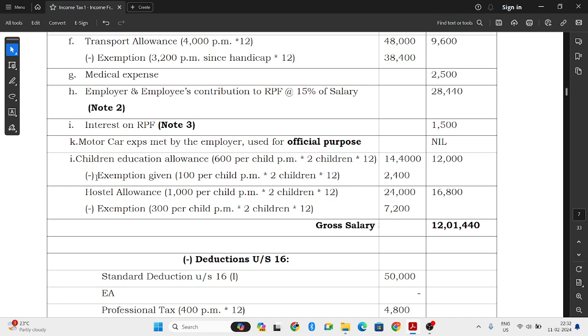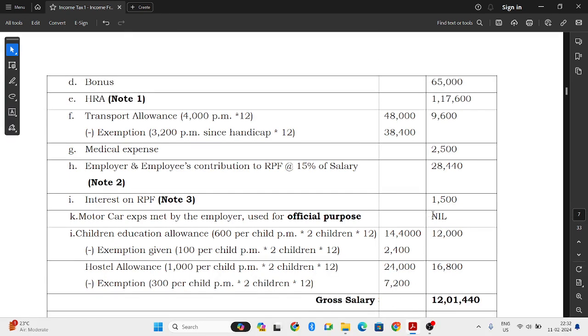Next, he is even given the hostel allowance. He has received 1,000 as hostel allowance per child, and he has 2 children. So for 12 months, he has got hostel allowance. But according to income tax law, exemption will be given only till 300 rupees per child for only 2 children. So he can avail the exemption of 300 per child into 2 children into 12 months, which is 7,200. Total, he has received 24,000 as allowance. In that, 7,200 he has got exemption. So the remaining 16,800 will be taxable.